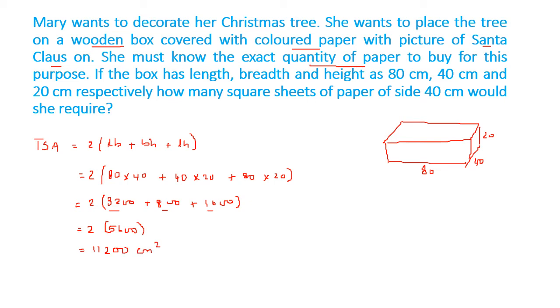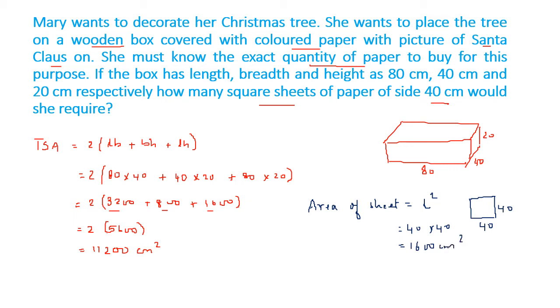Now she is buying square sheets of paper of 40 centimeter each. To cover it, she is buying sheets of paper of 40 centimeter each. So what is the area of the square sheet? Area of square is L square. So 40 into 40 is 1600 centimeter square.